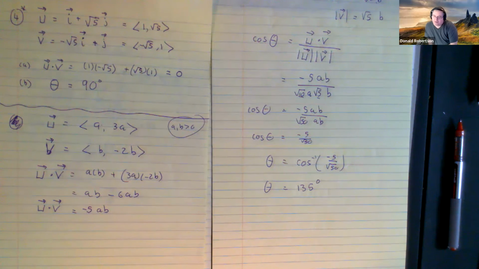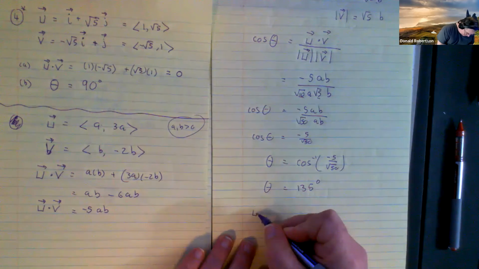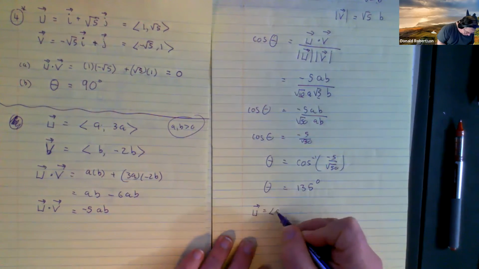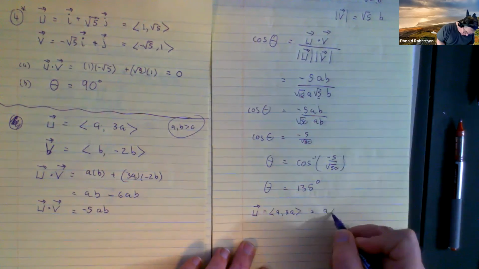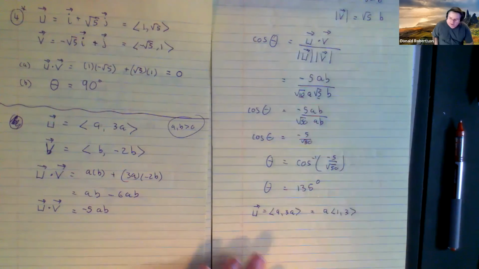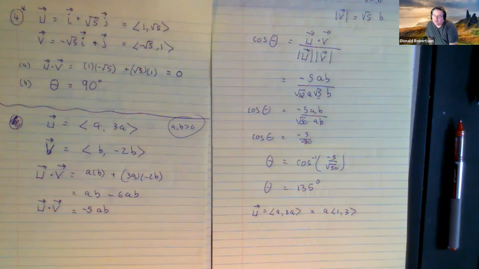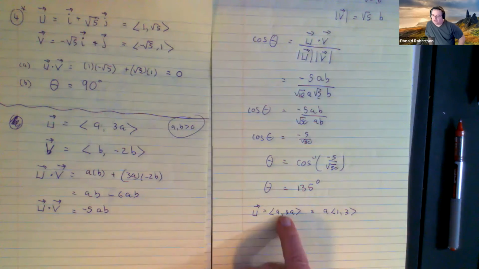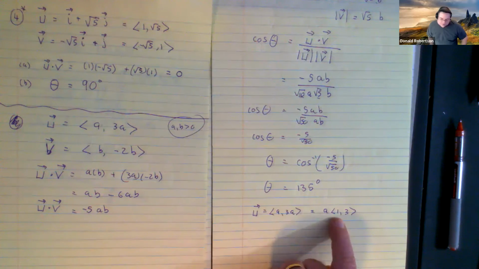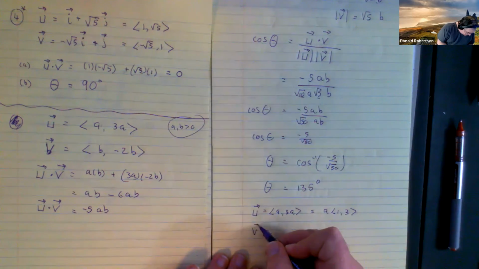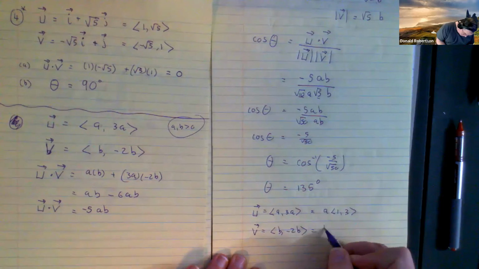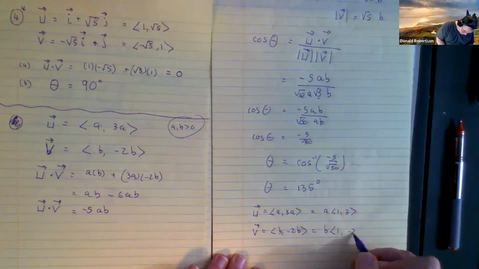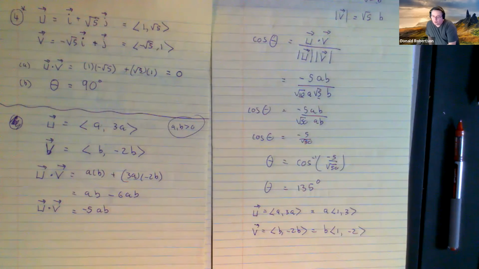And you might wonder, why does it work? Well, let me show you. Here is U. If I pull out a common factor of A, isn't it just a multiple of the vector 1, 3? Just like a common factor. Pull it out. Now, if you take the vector V, which was B, negative 2B, and you pull out B as a common factor, isn't it just a multiple of the vector 1, 2?